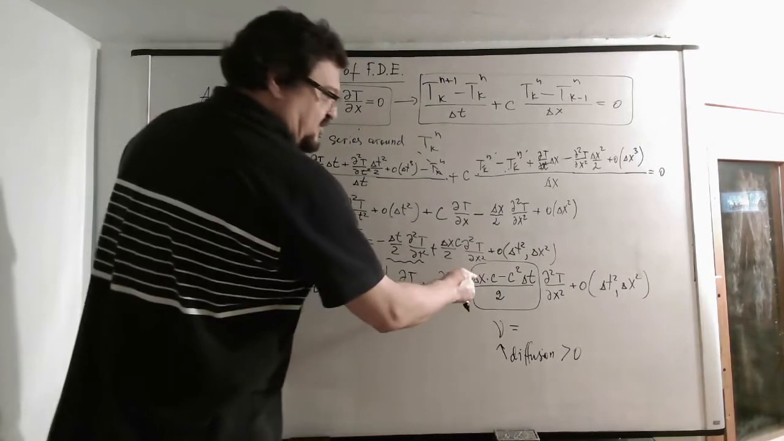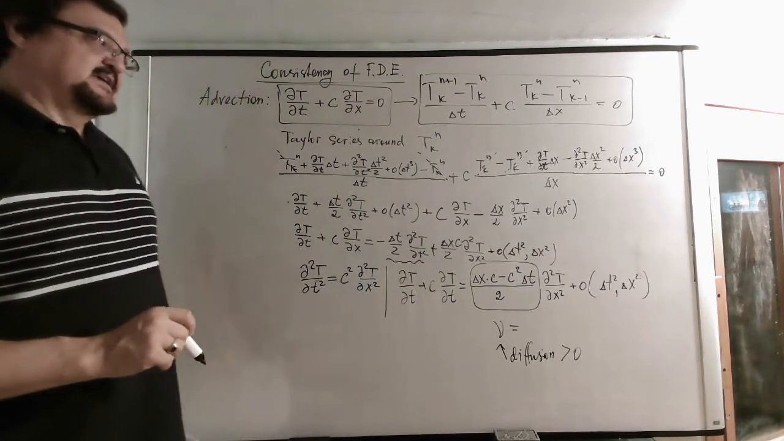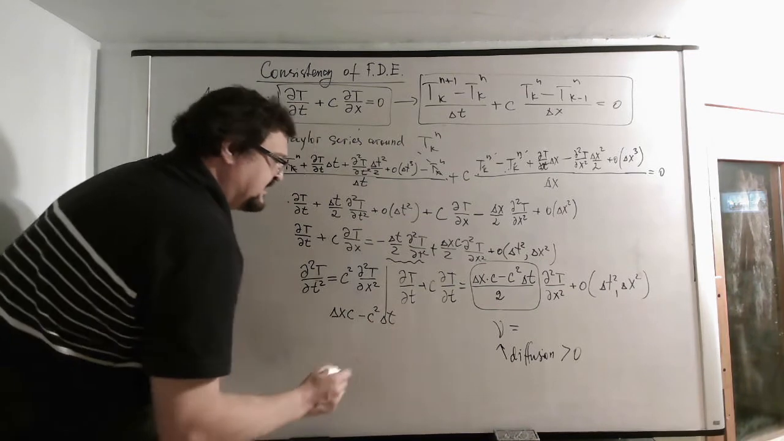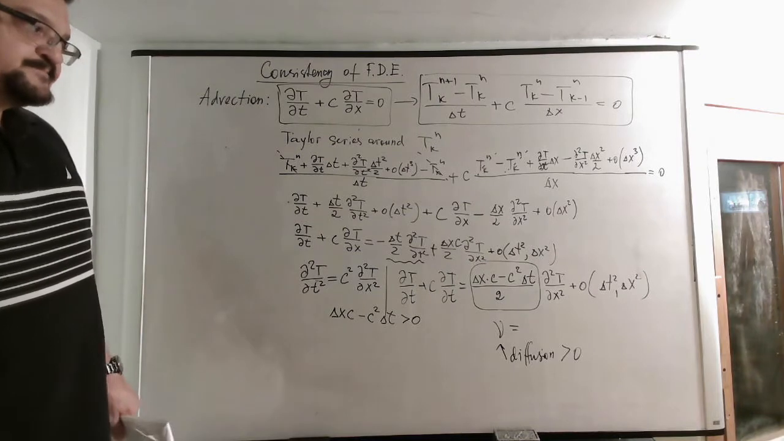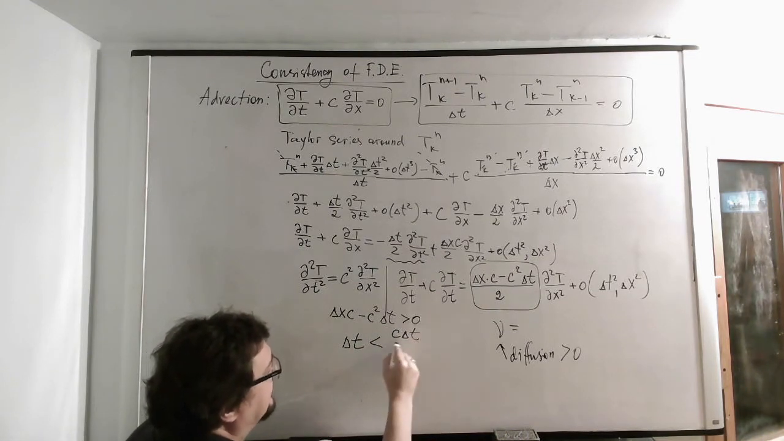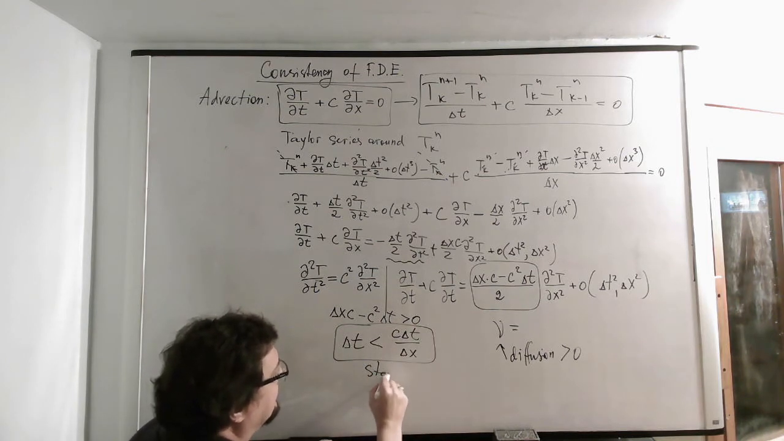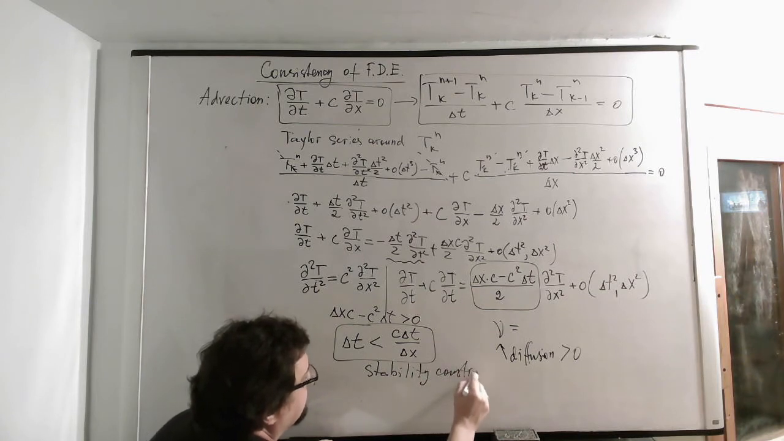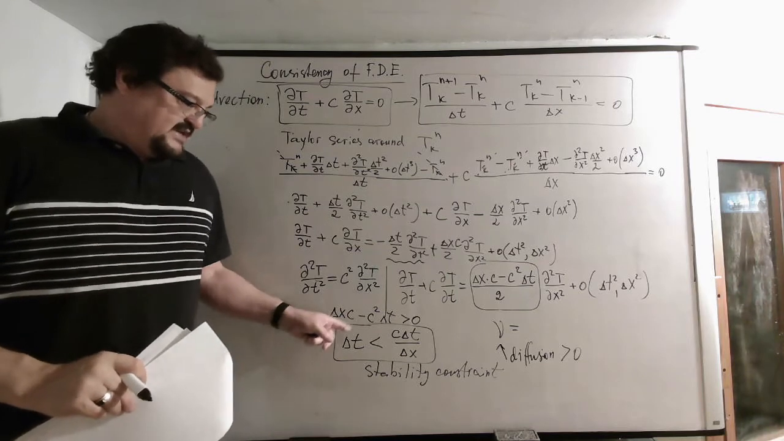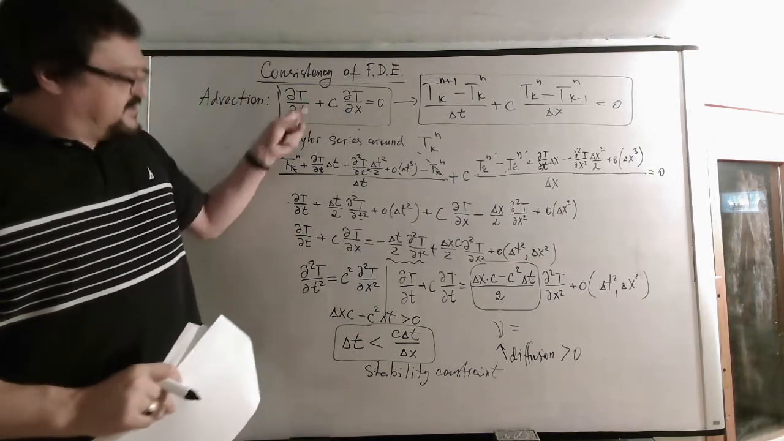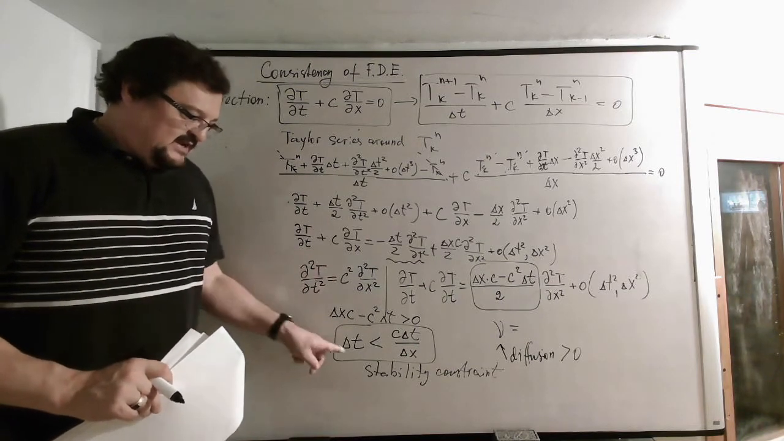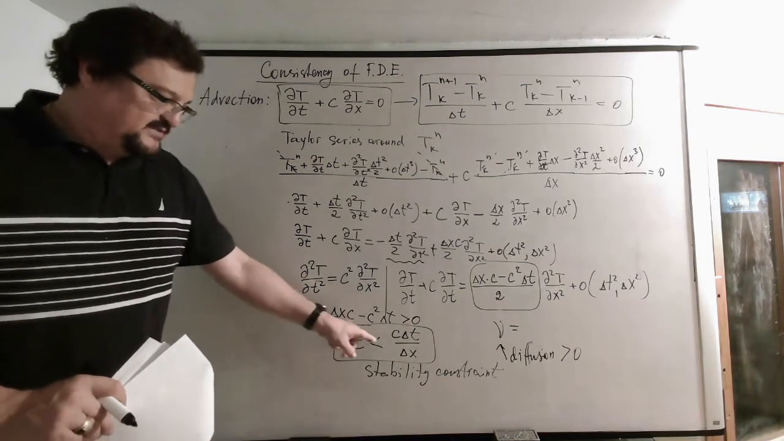Which means there is actually a constraint on the time step delta t depending on the grid spacing delta x. So delta x c minus c square delta t should be greater than 0. Which means from that, delta t should be smaller than delta x divided by c. This is the stability constraint. So delta t and delta x cannot be arbitrary. This scheme is consistent as delta t and delta x go to 0, but they cannot go to 0 in an arbitrary way. They can only go to 0 when this condition is satisfied.